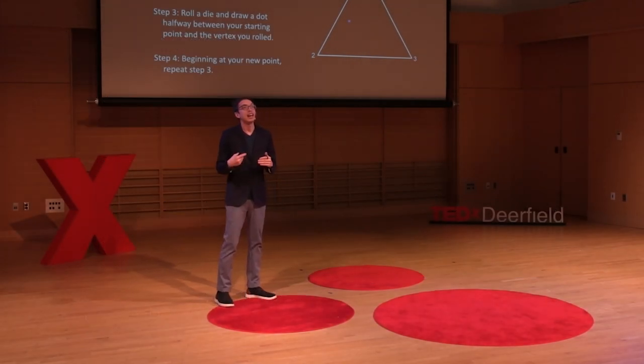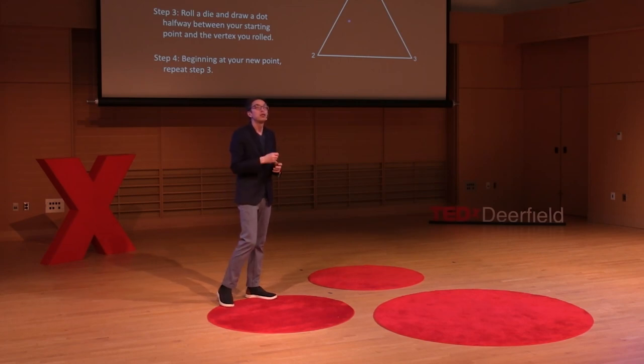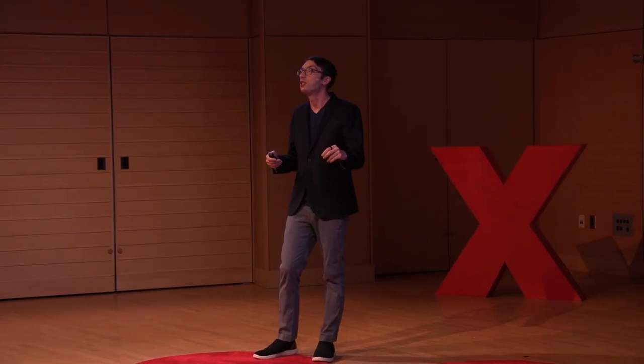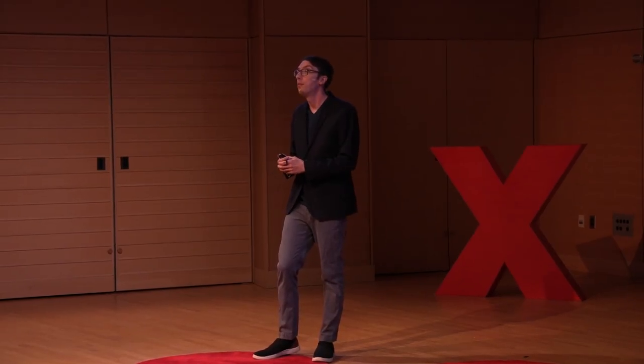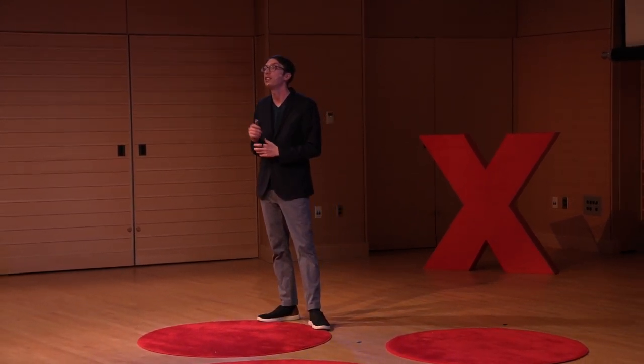And then we do it again, and again, and again, each time starting at the new point, choosing a vertex, and drawing another point. Now, so far, this game doesn't really seem to have a point. Actually, it has at least 3 points so far, but it doesn't seem very interesting. So in order to try to make it a little bit more engaging, we're going to increase to 100 points. But before we do this, I want you to take a moment to think of what you believe the end result of this process will be.